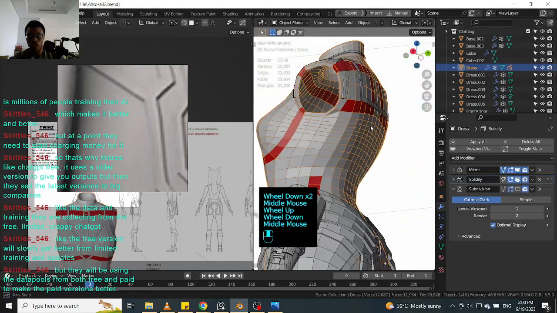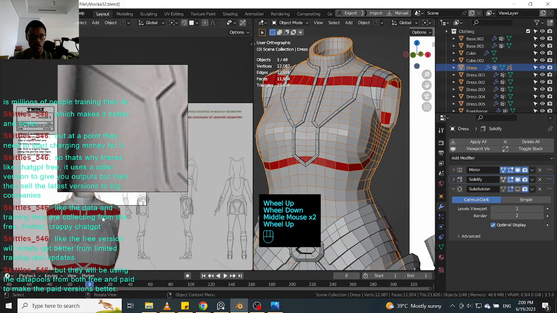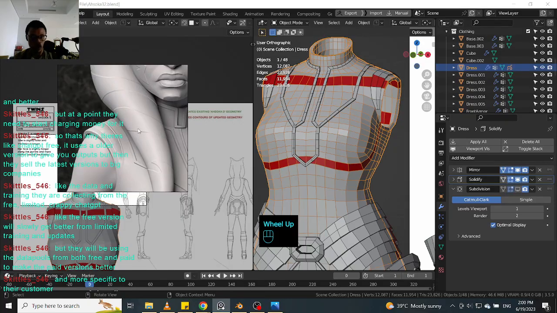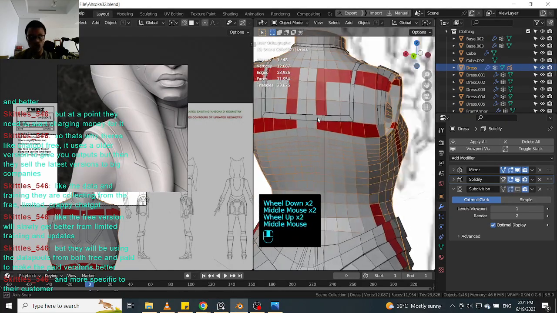I think having it like this is actually a lot better. I don't know the backside, but it just makes sense when it's like this actually.